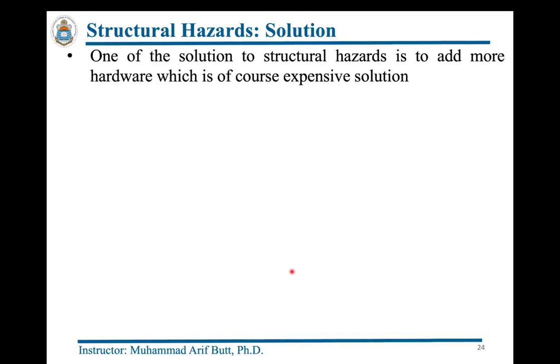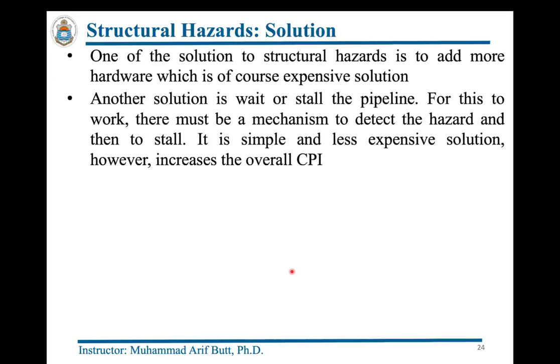One of the solutions to structural hazard is to add more hardware, which is of course an expensive solution. And another solution is to wait or stall the pipeline. For this to work, there must be a mechanism to detect the hazard and then to stall. It is a simple, less expensive solution, however it increases the overall CPI.